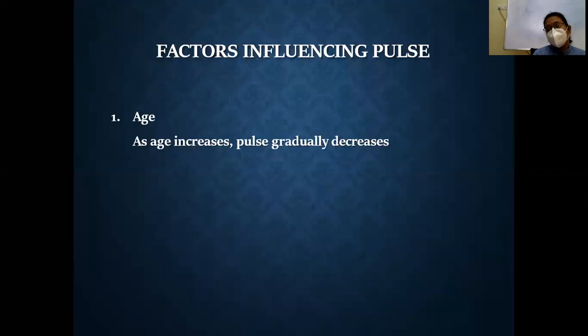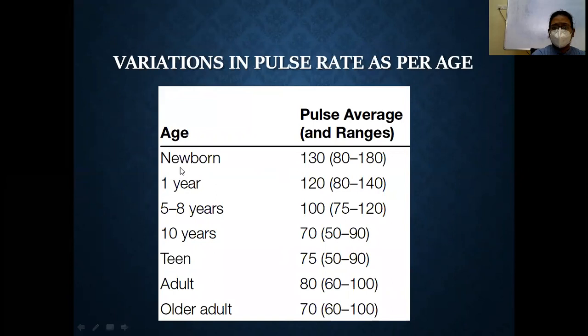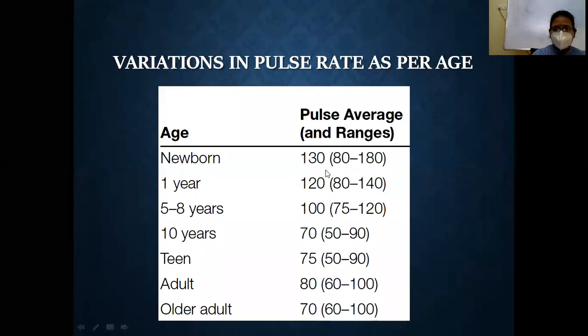So when you check the pulse rate, see what is the age of that person, whether it is a small child or an old person or a young person. Don't jump into conclusions. Whenever you have to assess pulse, you have to take age into consideration. So this is what I was trying to say. When you see a newborn, it ranges from 80 to 180.